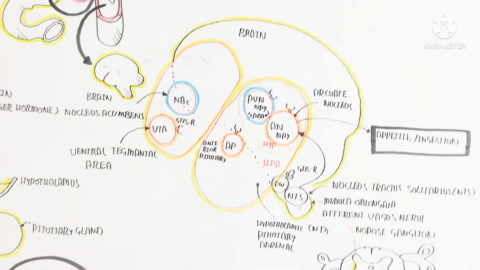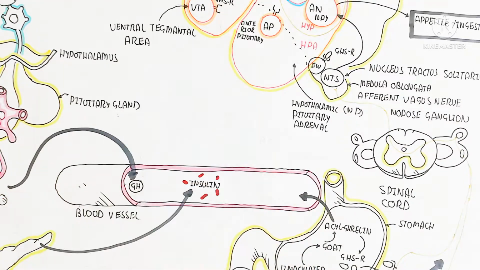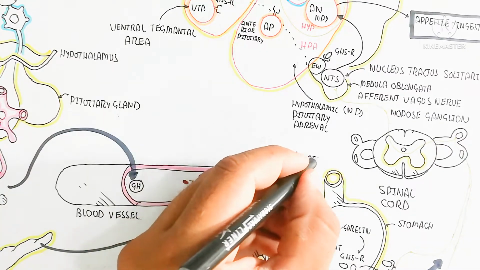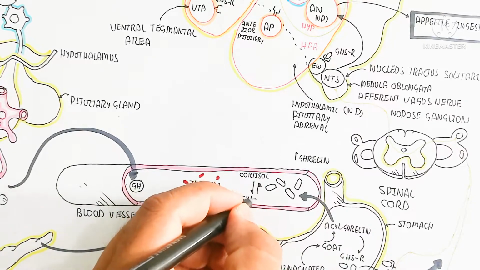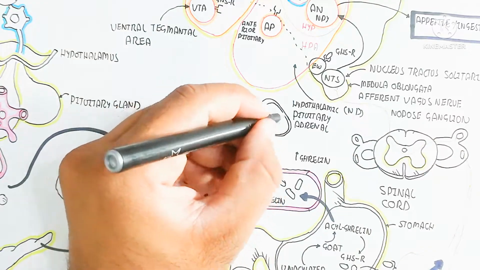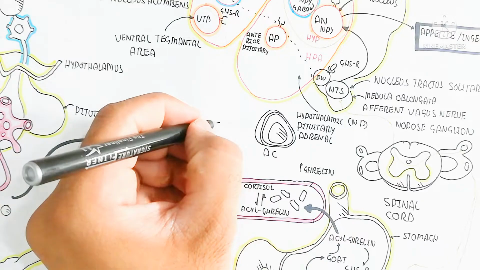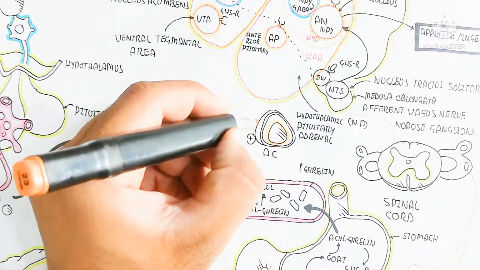So this is present in the hypothalamus, and downward is the hypothalamic pituitary adrenal axis, which will lead to production of corticotropin releasing factor from the paraventricular nucleus. So this is the cortisol as well as the acetylcholine, which will be regulated. If the cortisol increases, the acetylcholine will decrease.